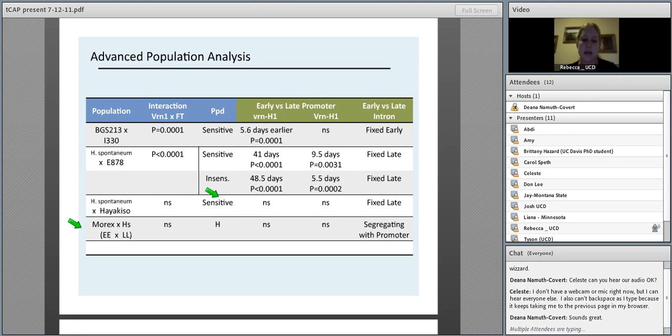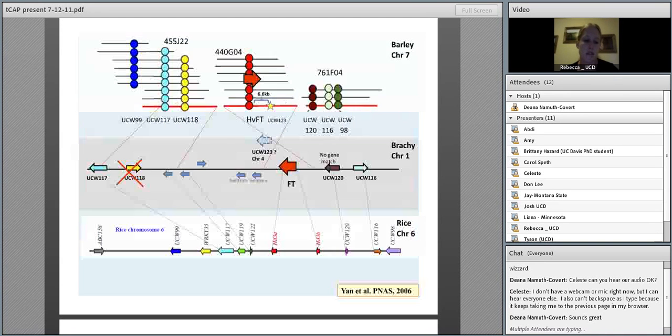In a similar cross here with spontaneum and Morex, which is believed to have the same allele as BGS213, which was shown here to have a very strong effect on flowering time, it's not able to overcome the VRN1 allele in this case. And so we believe that there may be an additional factor moderating these interactions that we are unaware of, or something closely linked to RFT alleles that we don't understand yet. So this is kind of a complicated slide as well.